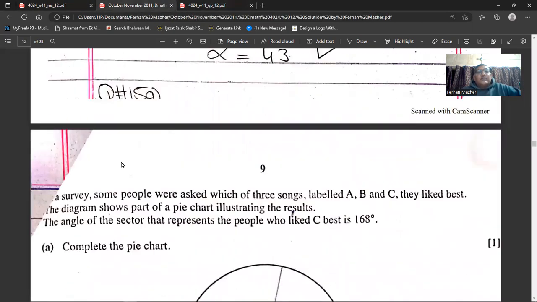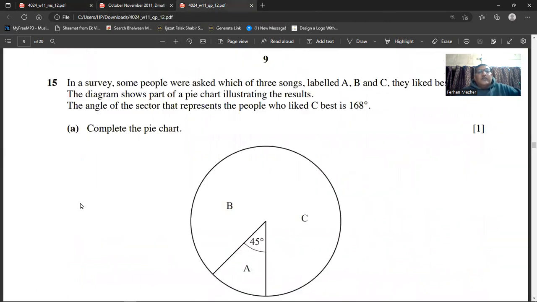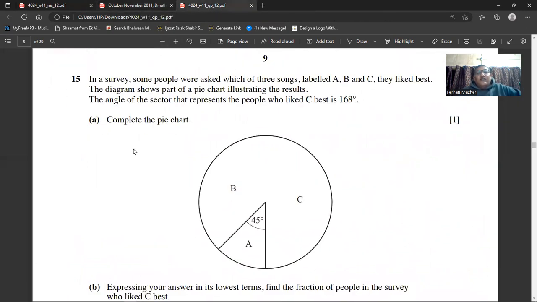The next question coming up on your screen is question number 15. It says, in a survey, some people were asked which of the 3 songs labeled A, B, and C they liked best. The diagram shows part of a pie chart illustrating the results. The angle of the sector that represents the people who liked C best is 168. Complete the pie chart.